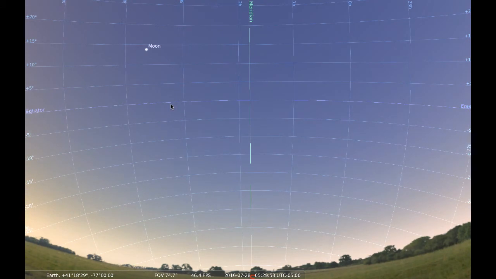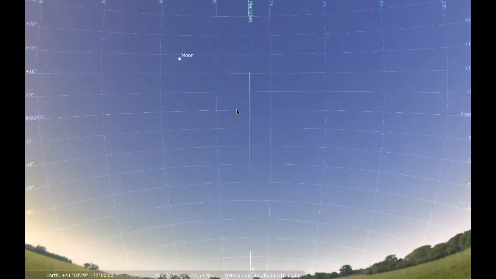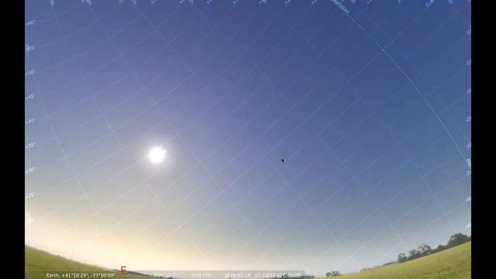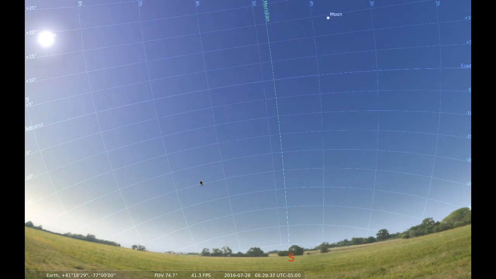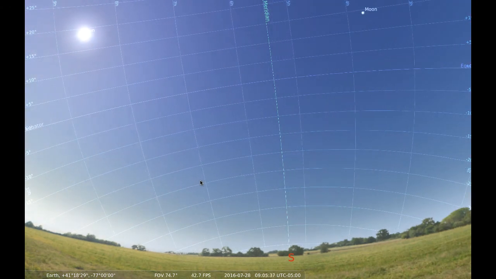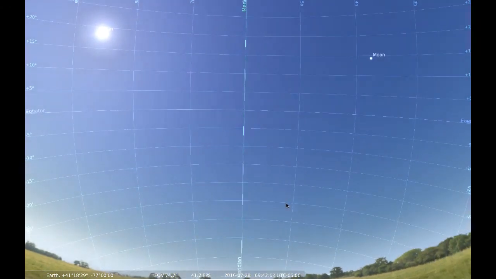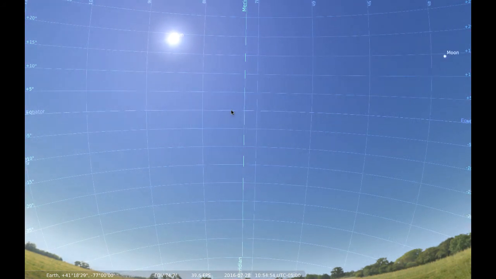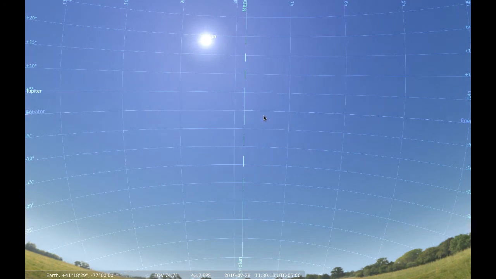Now, why would you care about what right ascension coordinate is overhead? Well, astronomers want to observe objects when they're highest in the sky. And so if you know the right ascension of the object and you know the local sidereal time, then you know how much time is going to pass before the object is on the meridian, when it's as high in the sky as it can possibly get.